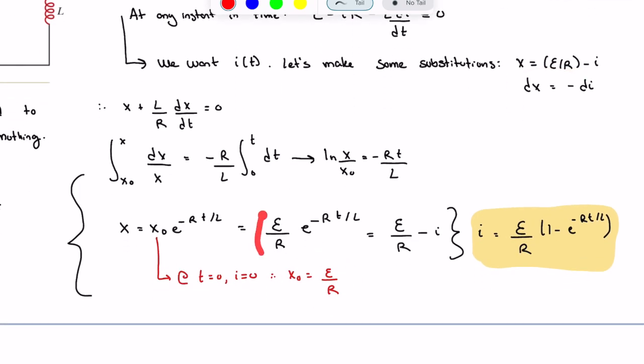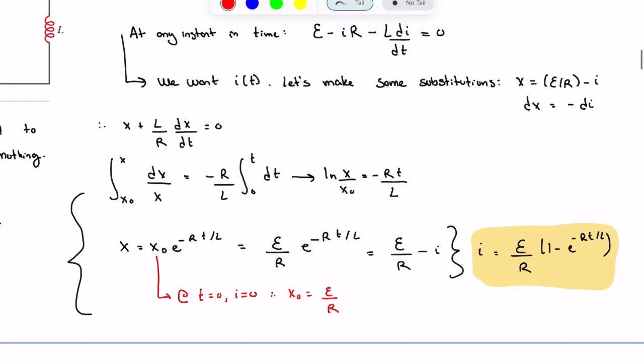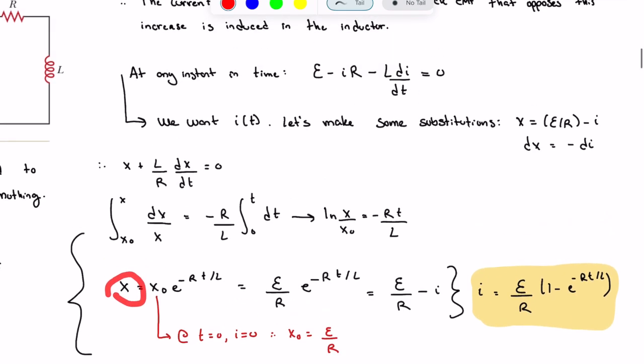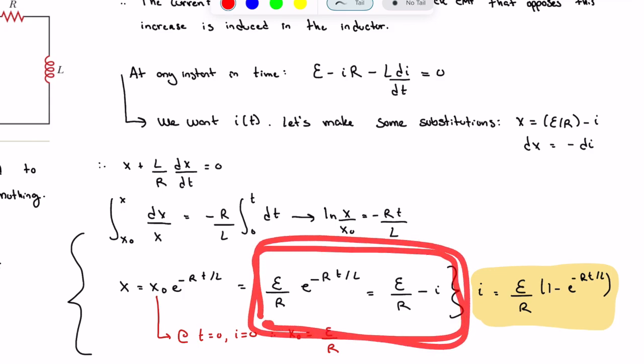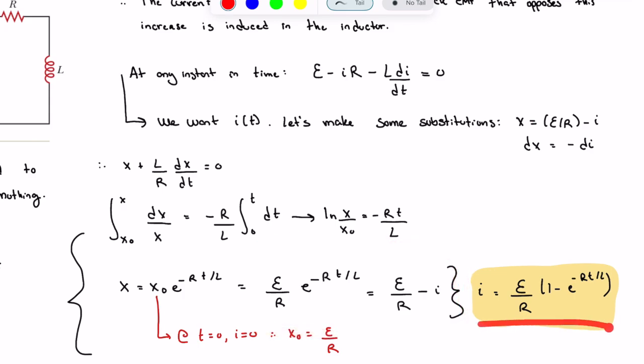So all I did was replace x naught with E over R, and then e to the negative Rt over L. Now, x is also equal to E over R minus I. So I put that here. All we do now is take this part of the equation, isolate for I, and we get this, where the current at any given moment in time is equal to E divided by R times 1 minus e to the negative Rt over L.